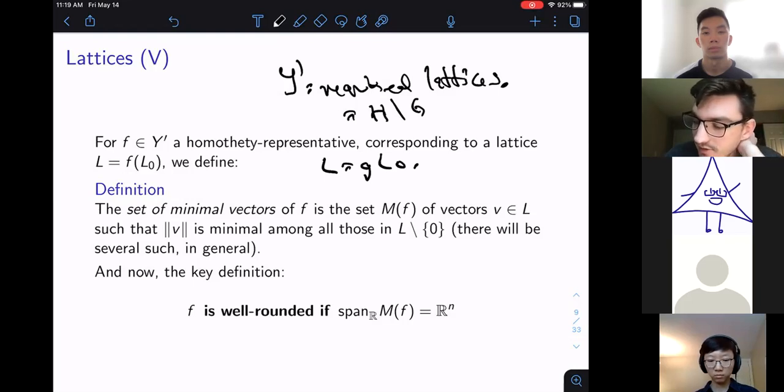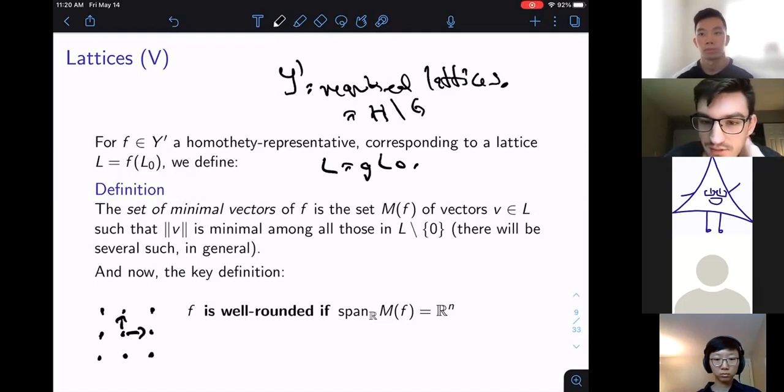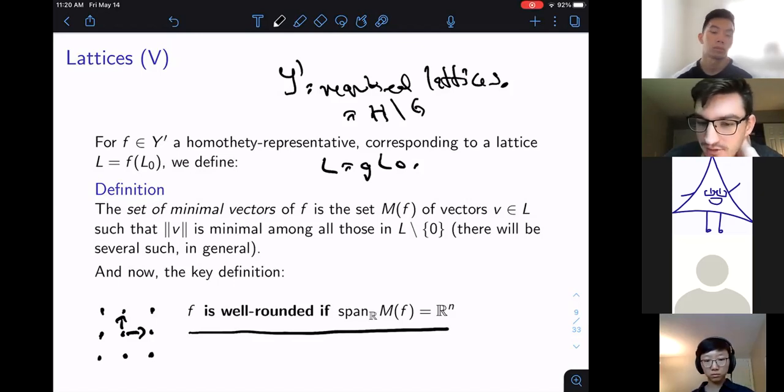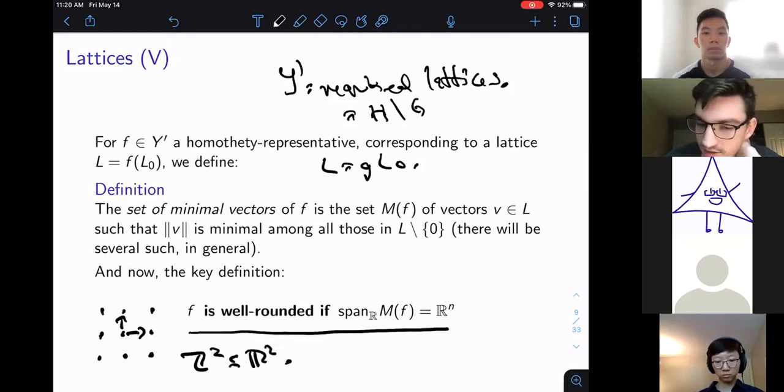And you define the minimal vectors of this lattice to be the set of vectors in the lattice for which the norm is minimal among all those that are non-zero. So for instance, if I have the standard lattice like this, these vectors are minimal. There will be more than one in general. And you define this lattice to be well-rounded if the R-span of these minimal vectors is the whole vector space. So for instance, for the standard lattice Z^2, it's clear that this is well-rounded because the two minimal vectors span all of R^2.